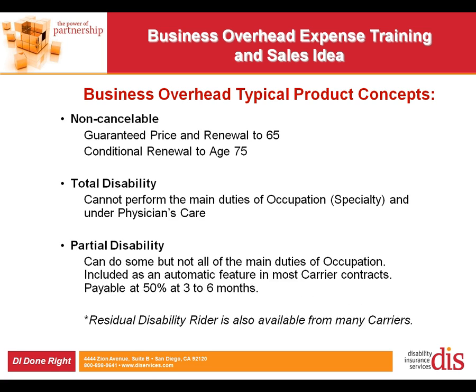Partial disability, folks, similar to the residual disability rider that is available with many carriers. Partial is built in, but what this states is if you become disabled but you can still work part-time, you can collect part of the monthly benefit to help you pay for some of those expenses. That's going to depend on a trigger, a loss of at least 20%, where you need that monthly benefit to help continue paying those monthly expenses. And as you can see here, that's built in. It's payable at 50% of the benefit for up to 3 to 6 months.